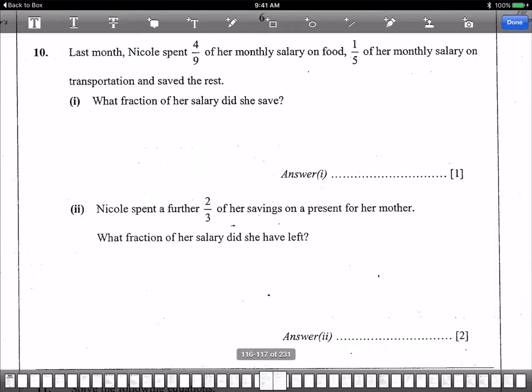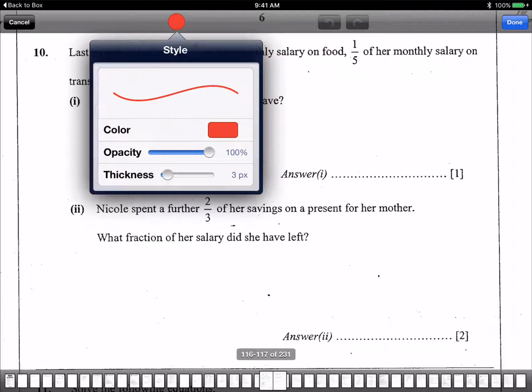Question 10. So last month Nicole spent 4 out of 9 of her salary on food, 1/5 of her monthly salary on transportation and saved the rest. What fraction did she save? 16/45. That's good. Okay, so how do we do this?